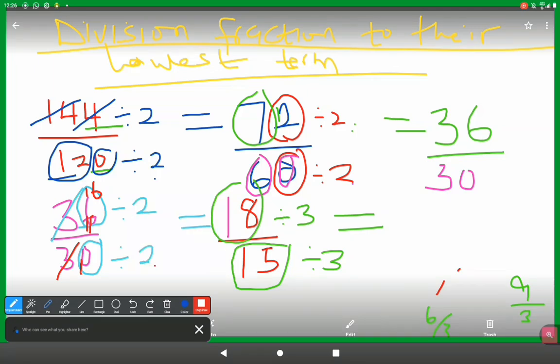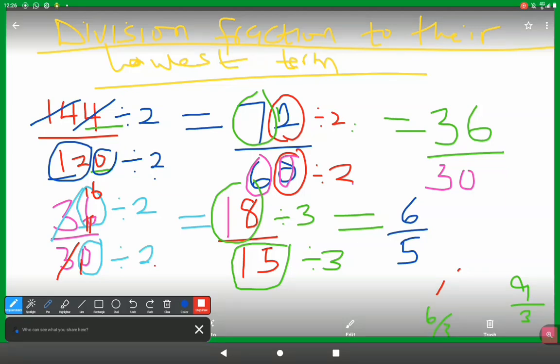So 18 divided by 3, because 18 is on the 3 times table. So 6 times 3 is 18. So that means 18 divided by 3 is 6. Then 15 divided by 3 is 5. Now, at this stage, I don't have any common factor between 6 and 5.